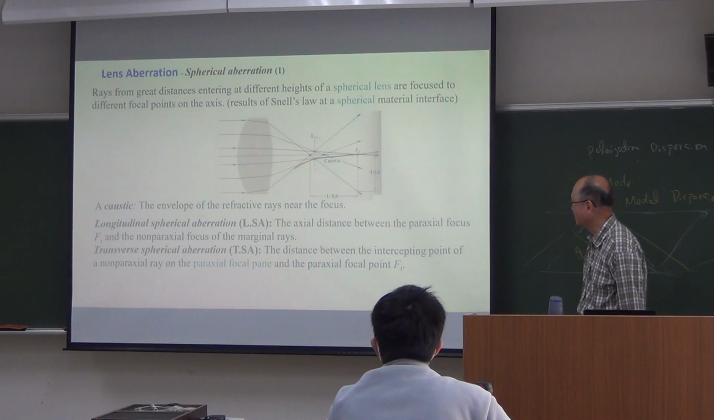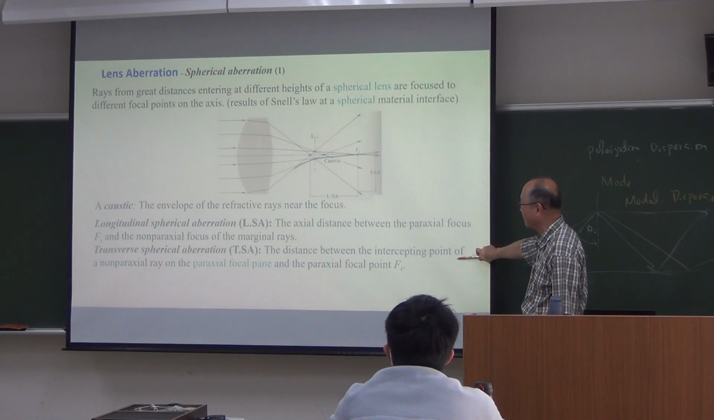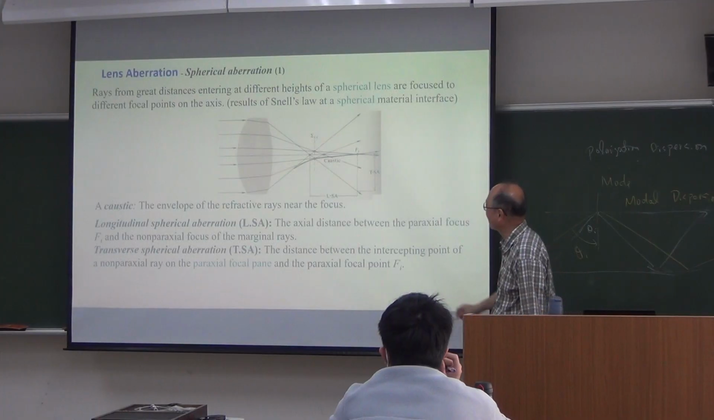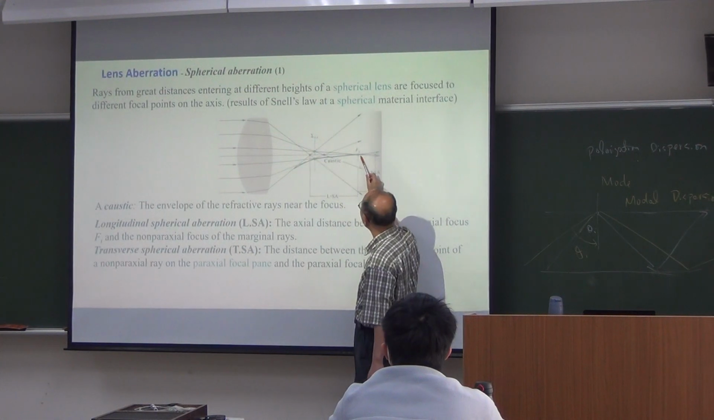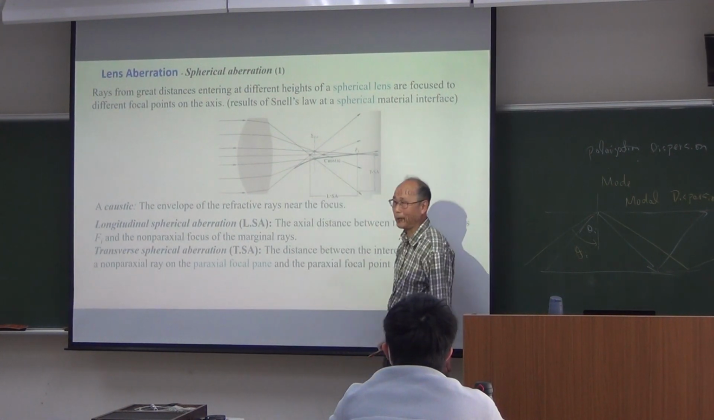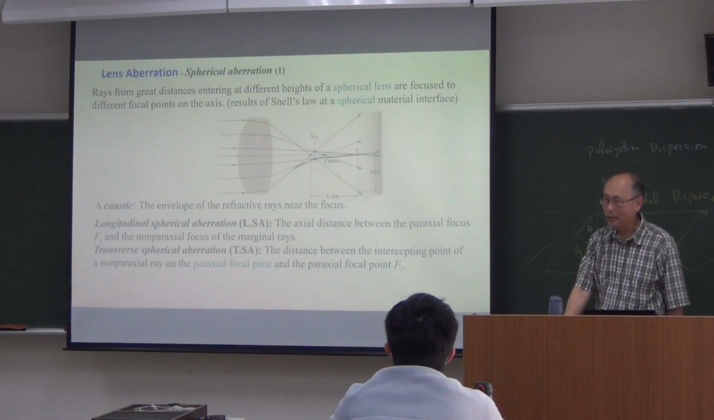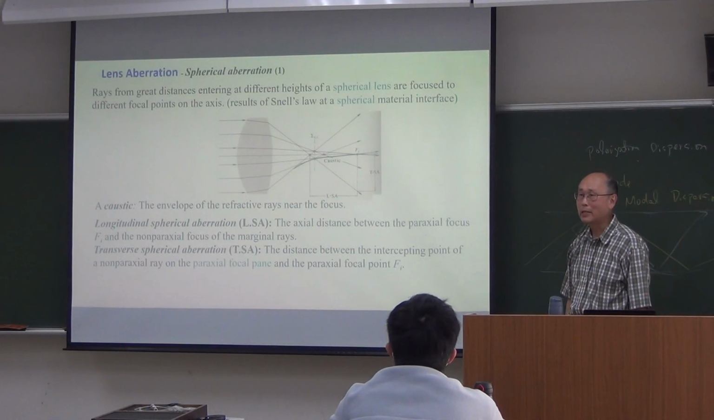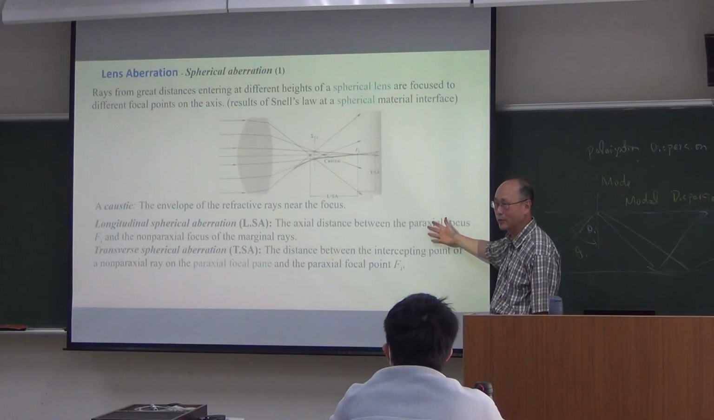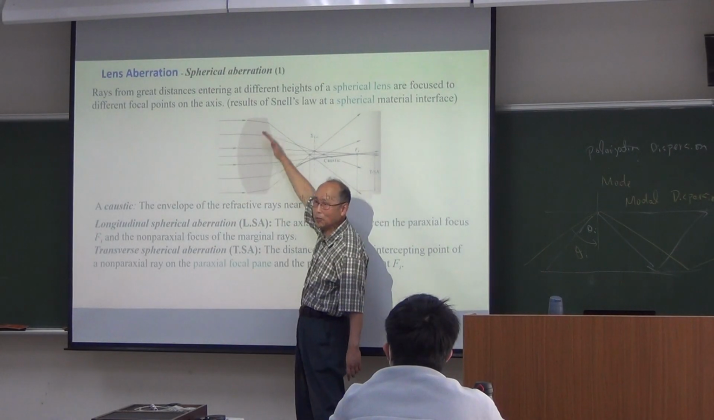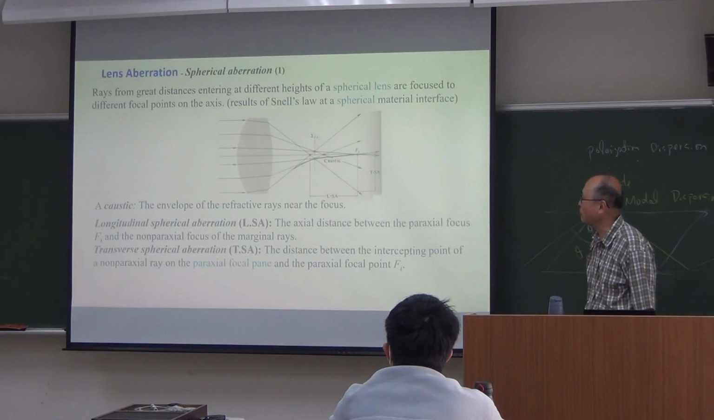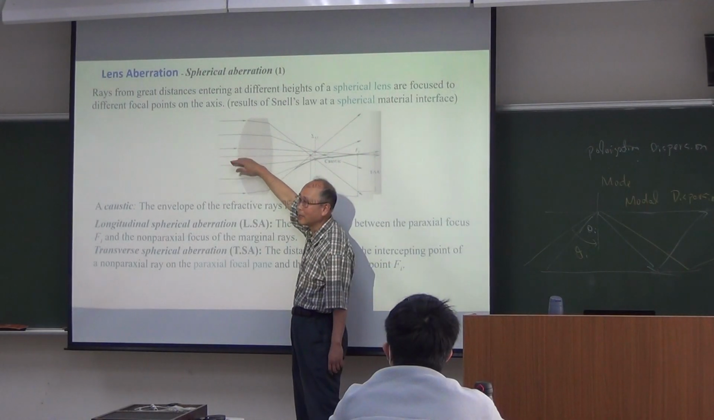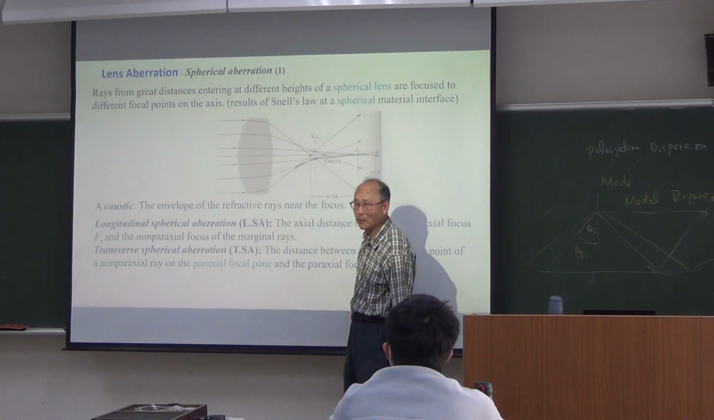Okay, so this is the distance between the intersecting point of a non-paraxial ray and the paraxial focal plane. This paraxial focal plane is formed by the focal point of the paraxial rays. So this is how we determine how serious the lens aberration is. And of course, how serious it is depends on how many non-paraxial rays you have in an imaging system. If you could keep everything near the axis, then the aberration can be reduced dramatically.